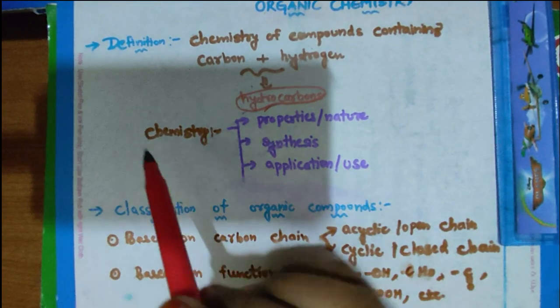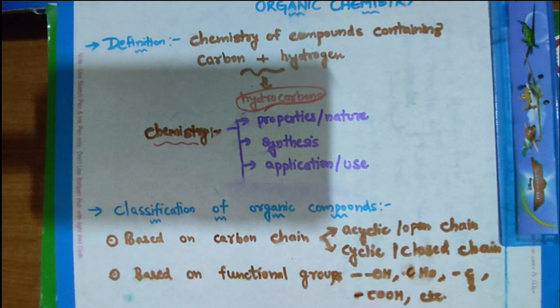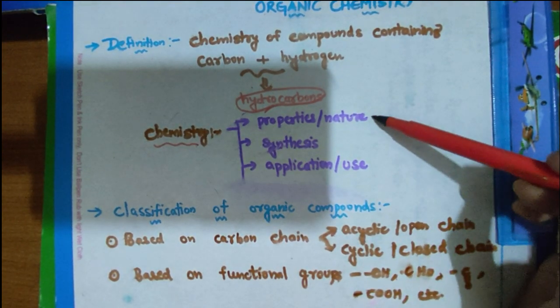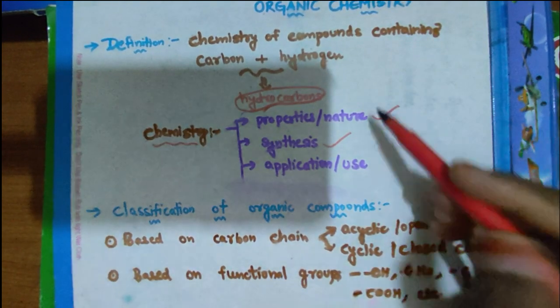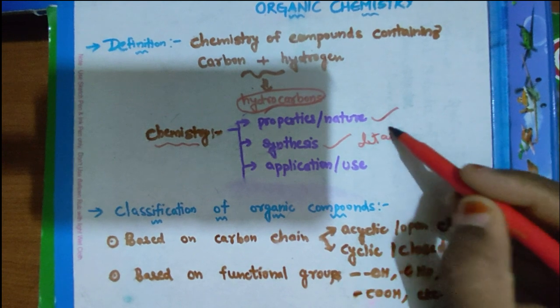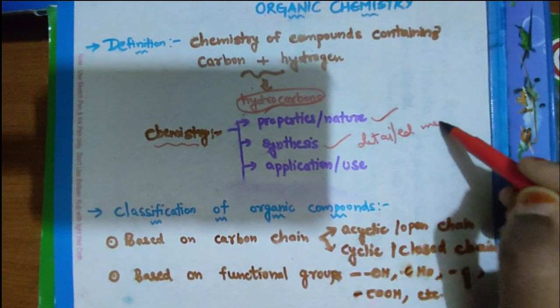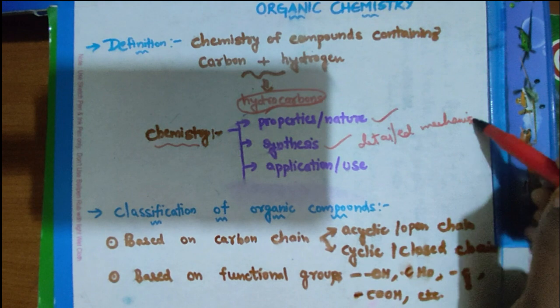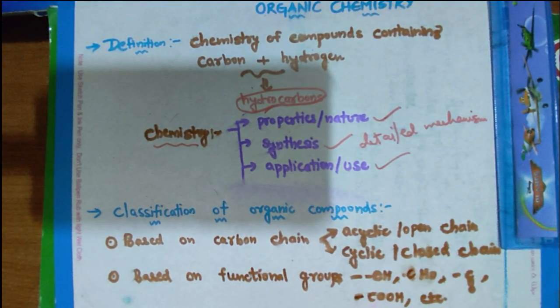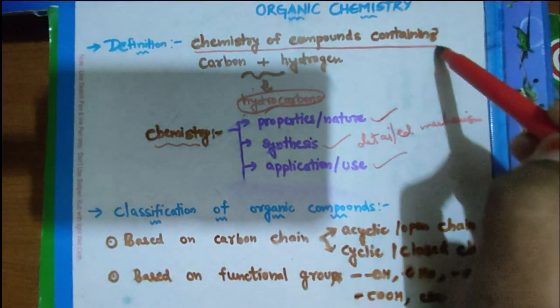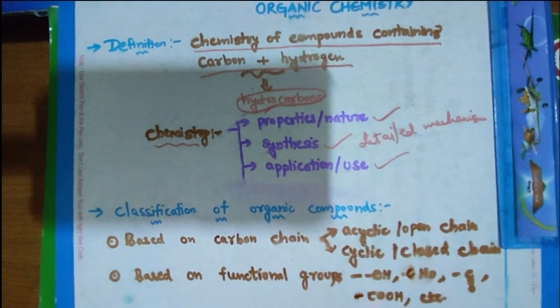So what does the chemistry involve? The chemistry may involve properties and nature, the synthesis and the detailed mechanism, and the application and use, rather, in more technical terms, we would call it the activity too. Now, we have seen the definition is the chemistry of compounds containing carbon and hydrogen.